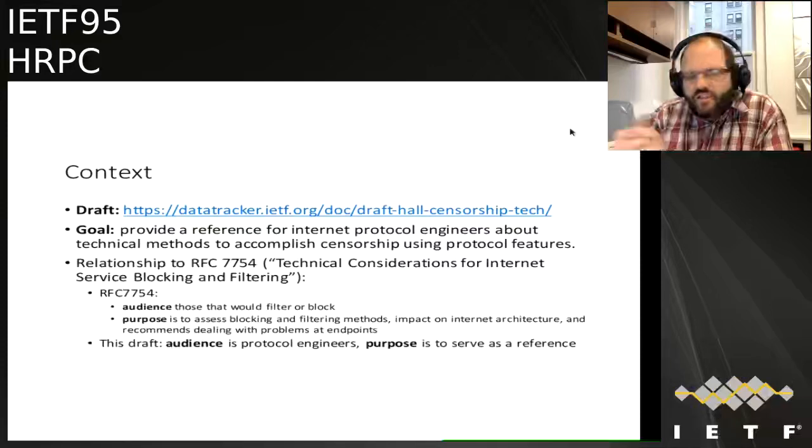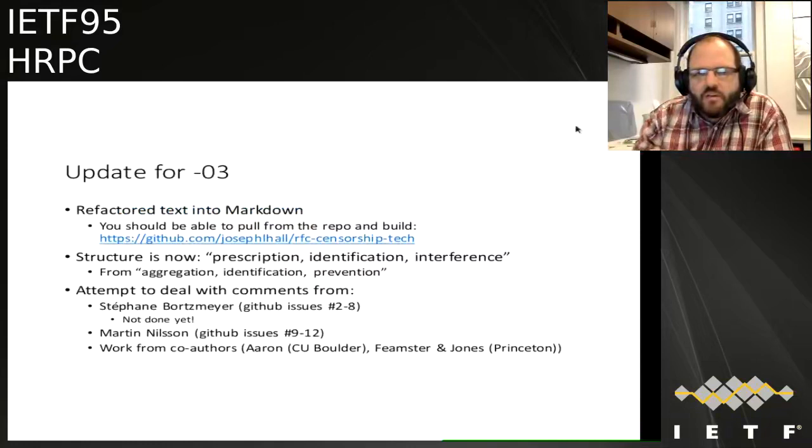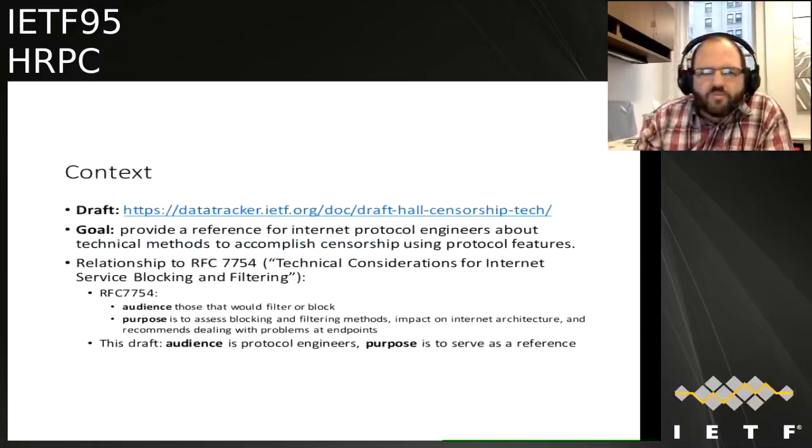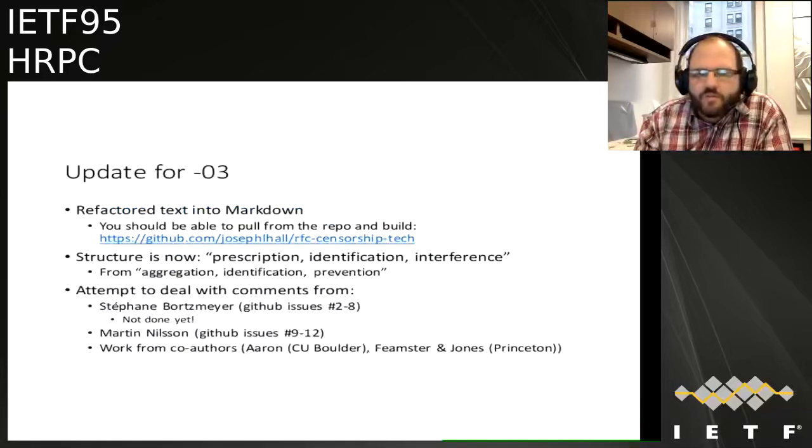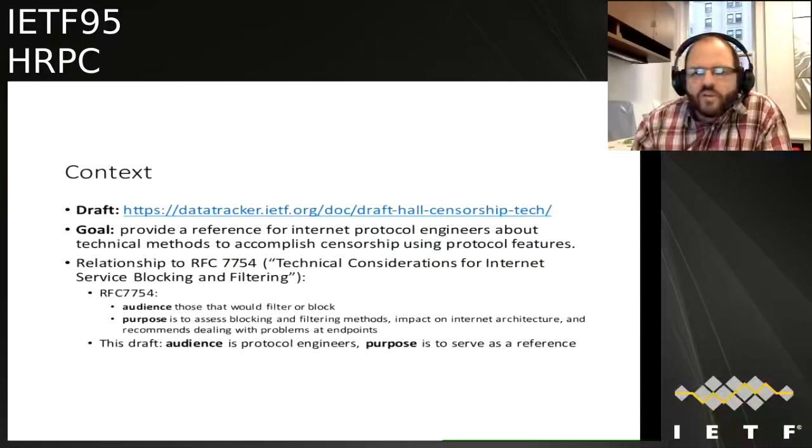A couple of people asked me explicitly to talk about how this draft about censorship technology and censorship activities around the world relates to the newly minted RFC 7754. Go back one slide, there you go. There we go. Stick on context for a sec. Next slide. RFC 7754 is technical considerations for internet service blocking and filtering. I admire that draft a lot. It took a long time to come.